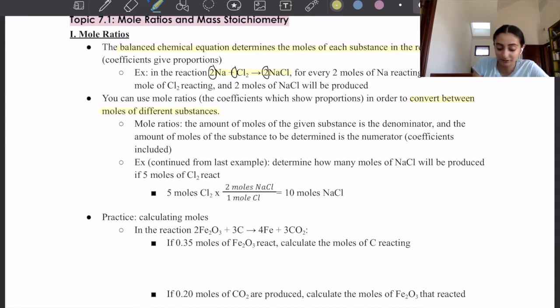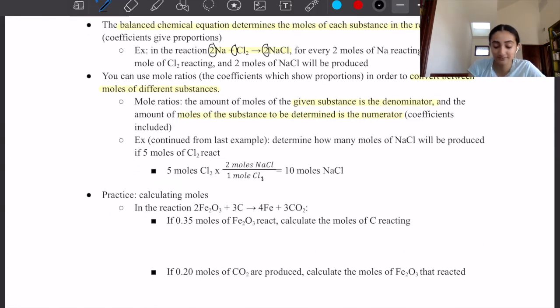So when you have a mole ratio, the amount of moles of the given substance serves as the denominator, and the amount of moles of the substance you want to determine is the numerator, and you include the coefficients when doing a mole ratio. So let's say we're using the same reaction as our first example, 2Na plus Cl2 yields 2NaCl.